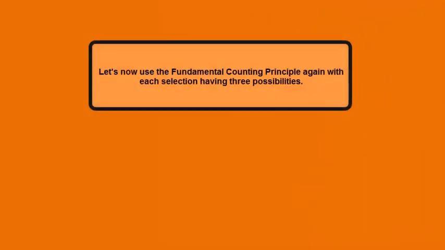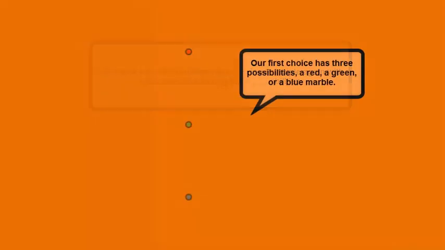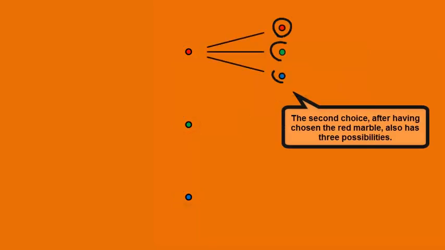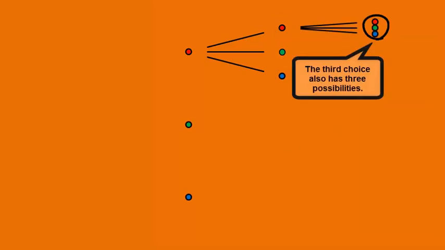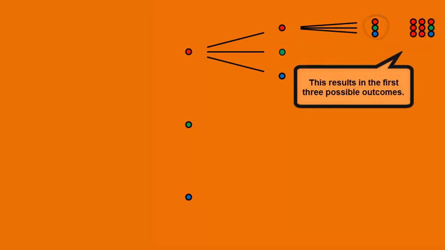Let's now use the fundamental counting principle again with each selection having 3 possibilities. Our first choice has 3 possibilities, a red, a green, or a blue marble. The second choice, after having chosen the red marble, also has 3 possibilities. A third choice also has 3 possibilities. This results in the first 3 possible outcomes.